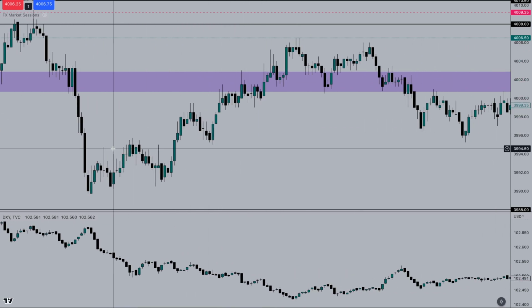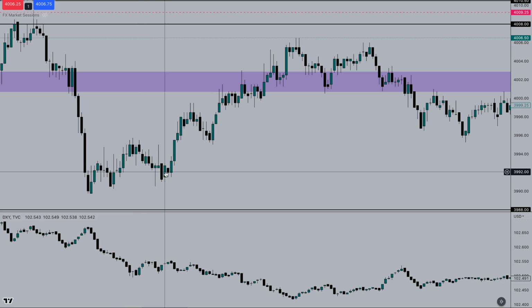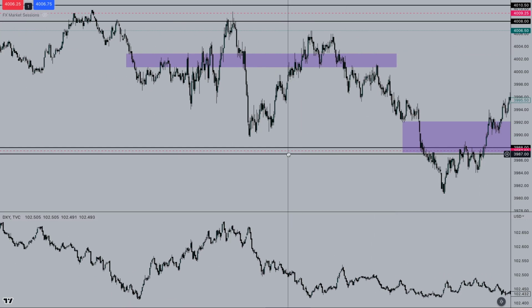Then here, there was a slight shift. But at this point, I was looking for prices to go lower. I was looking for lower opportunities. And it got back all the way up here.